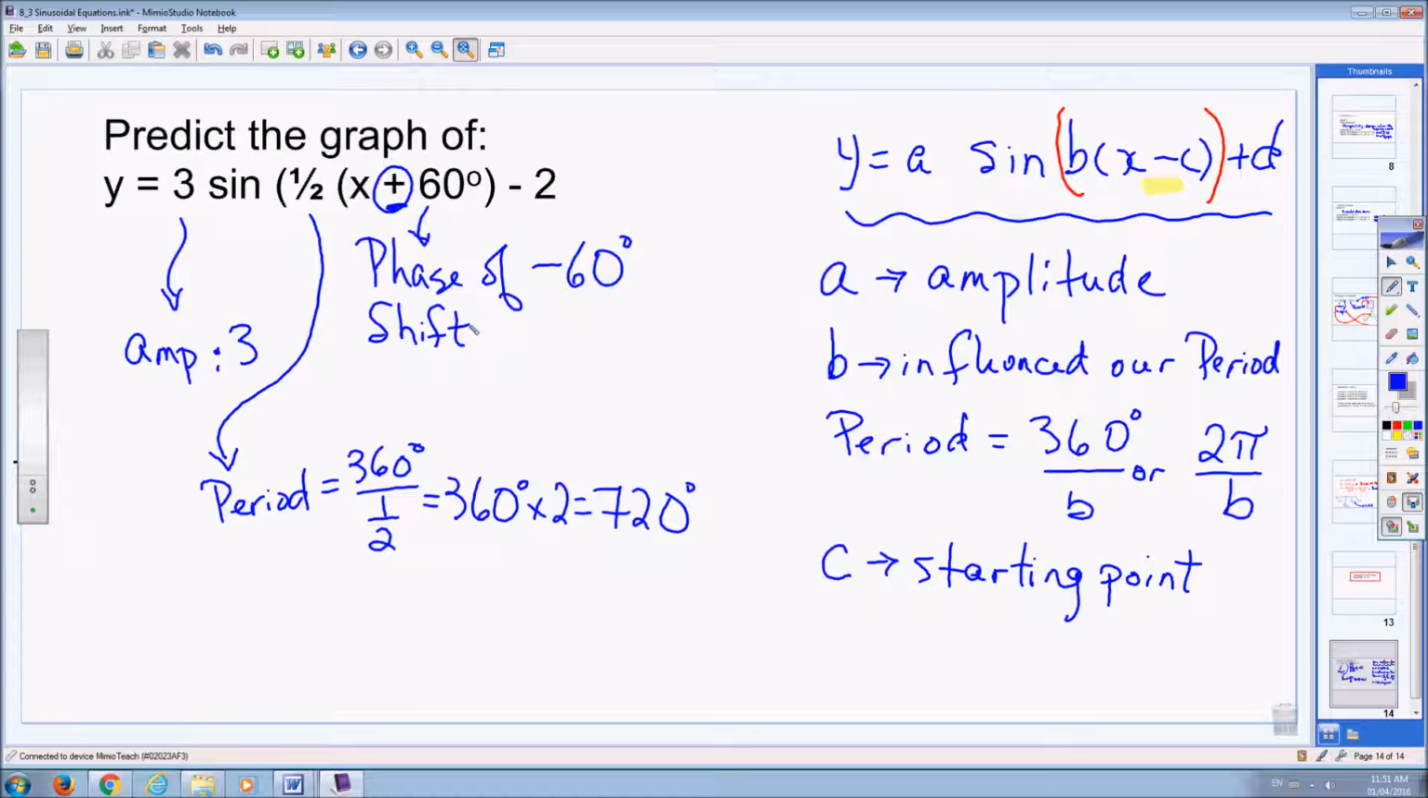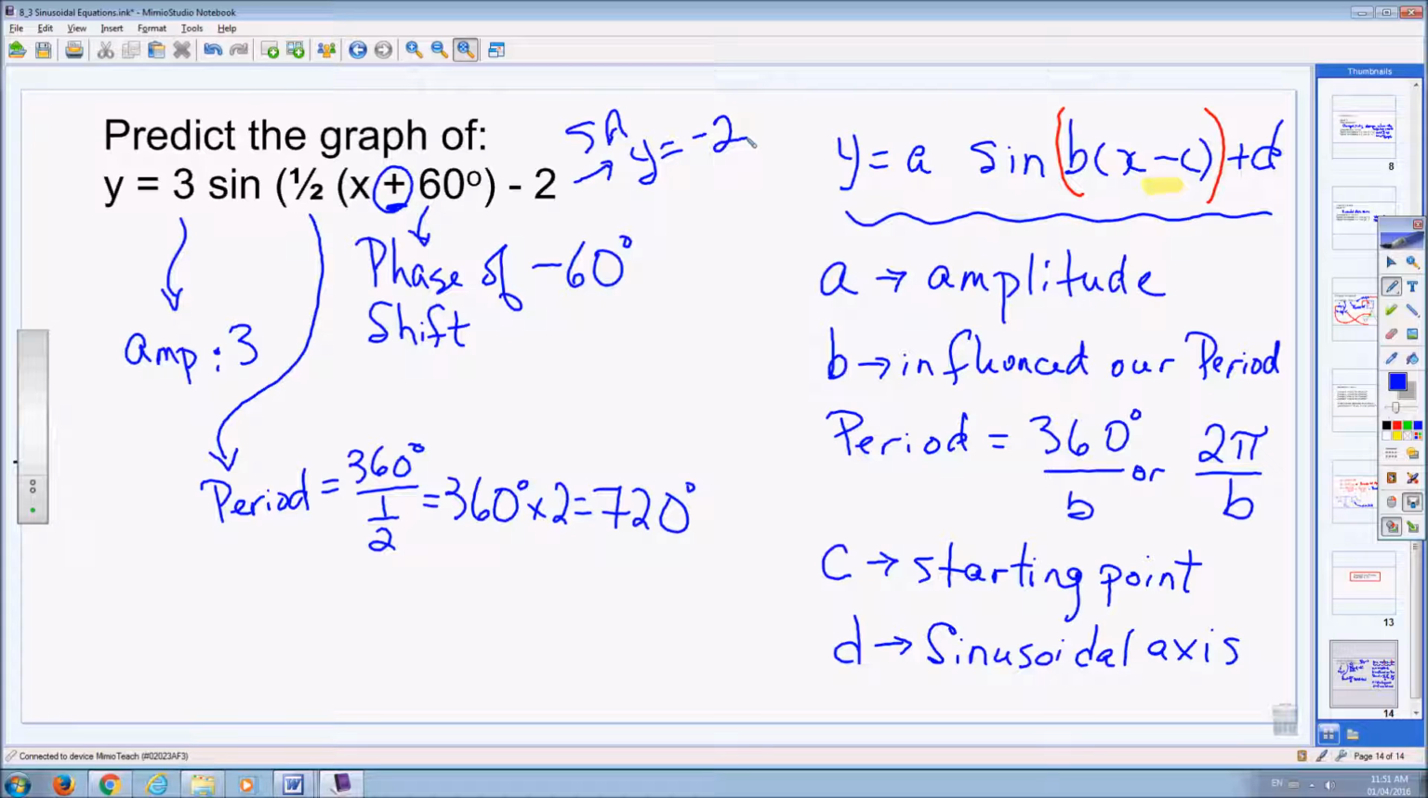And last but not least, D. That's our vertical translation, and that determines our sinusoidal axis. So in this case, our sinusoidal axis is y equals -2.